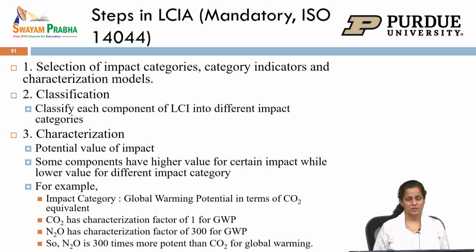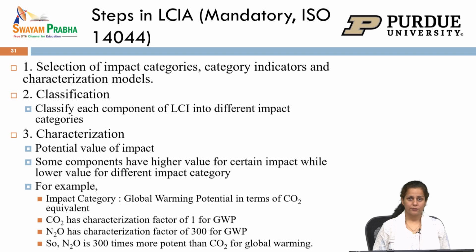The third one is characterization. Characterization is an actual conversion of your mass flows from the LCI of emissions and resources into the impact that you are studying. So some components will have a higher value for certain impacts while a lower value for a different impact category. An example is the impact category of global warming potential in terms of CO2 equivalent. If you have read any climate change impact report, in most places it is reported in terms of global warming potential, which is the actual potential impact of that particular pollutant in contributing to global warming. So that is the impact category.